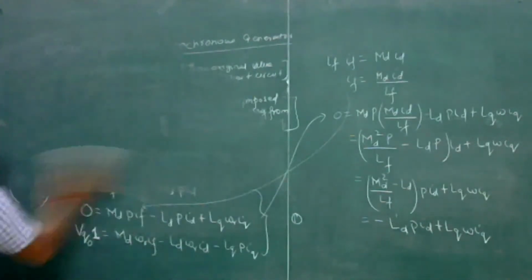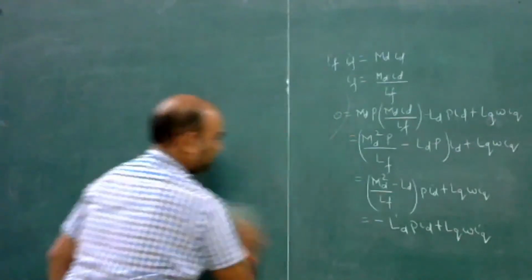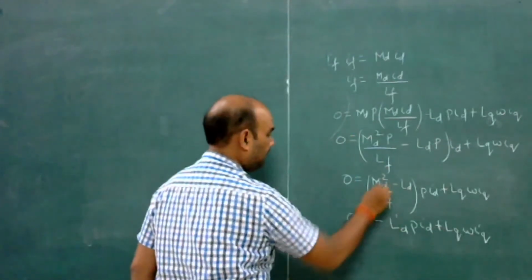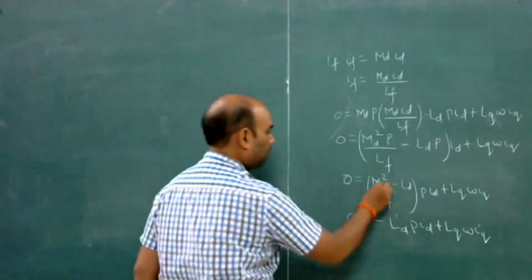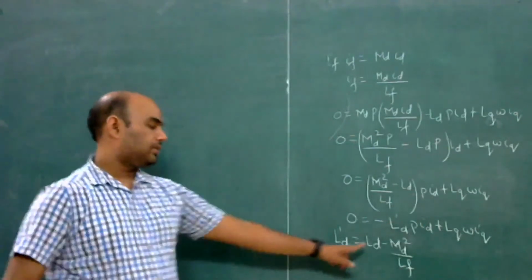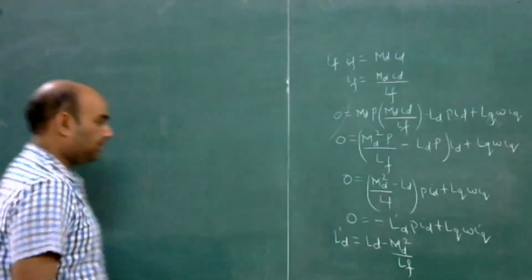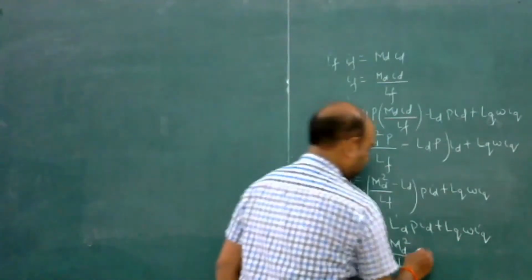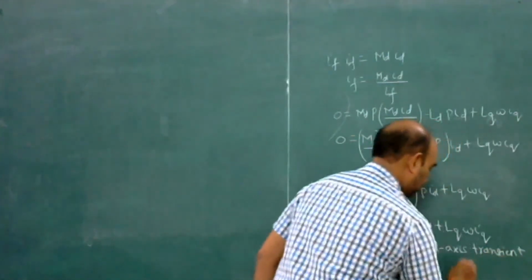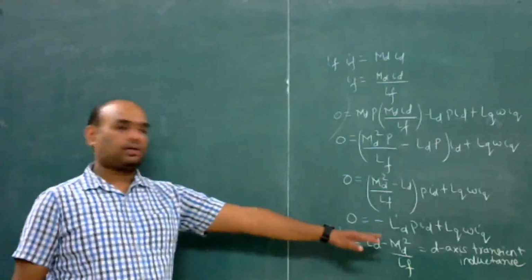So this is a very lengthy derivation. This is equal to 0, where LD dash is equal to LD minus MD square upon LF, and it is known as the d-axis transient inductance. Okay, so this is the d-axis transient inductance.